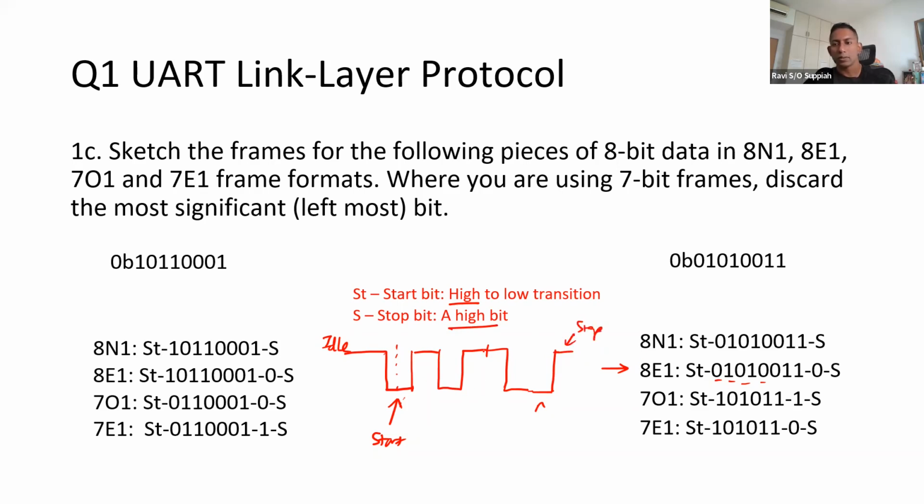Maybe I just draw one particular example here. You can see that this is the idle line. Then the start is 0. So the first bit after start will be 0, then 1, then 1, then 0 again.